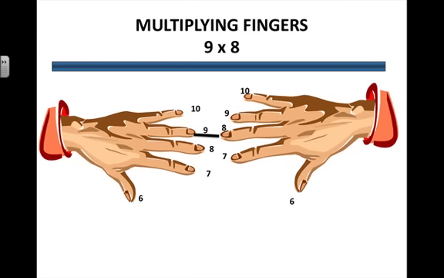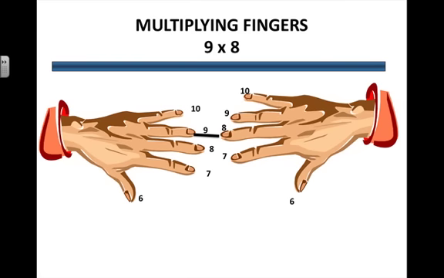And then when we go up to the top, we're going to multiply the fingers above the touching fingers. Here's 1 finger on this hand and 2 fingers on this hand. So we're going to multiply 1 times 2, which is 2. So the answer is 72.